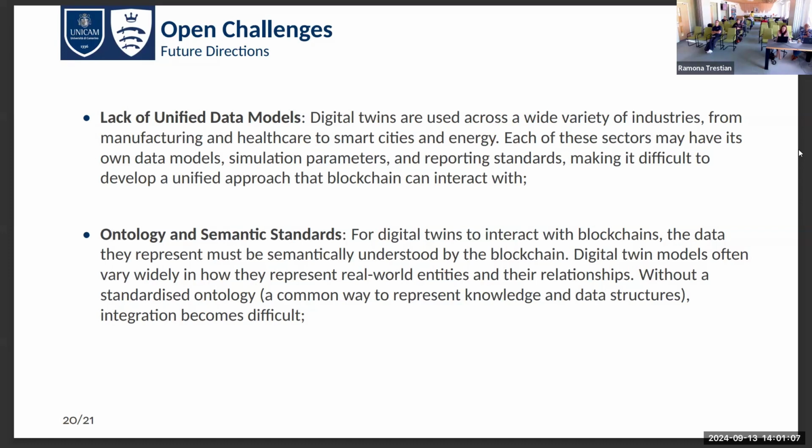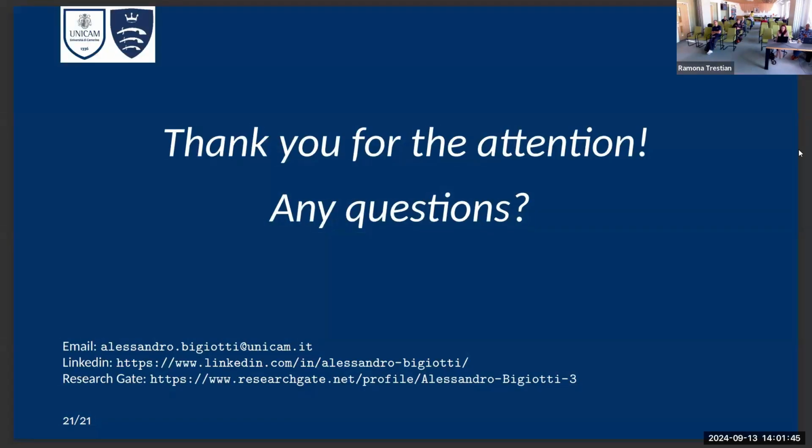And finally, clearly, there is the lack of an ontology or semantic standards that can be helpful both for designing digital twins, but also to think about the blockchain integration for such use cases. And also, if we think about the ontology not only for the digital twin models, but also for interoperability within different systems, we clearly could have an easy way to integrate such kind of technologies. I thank you very much for your attention.